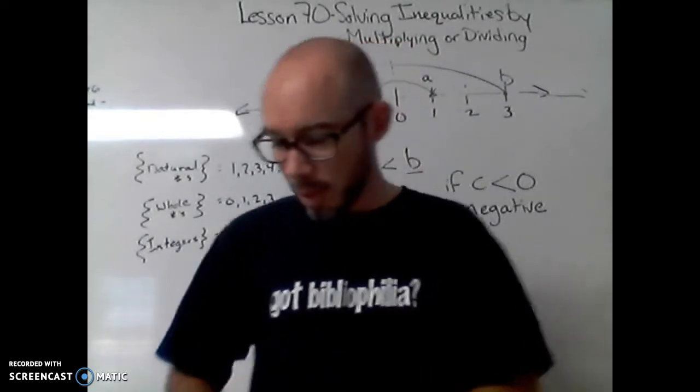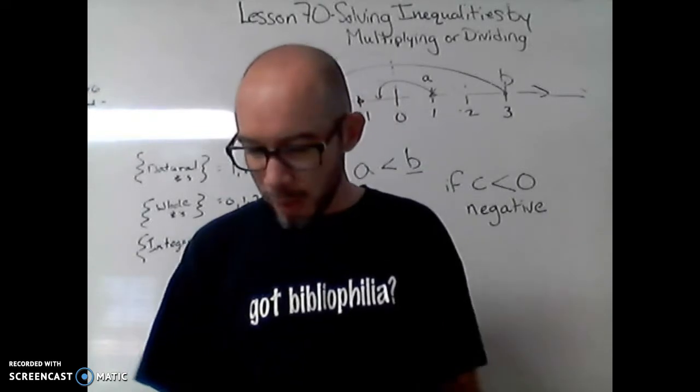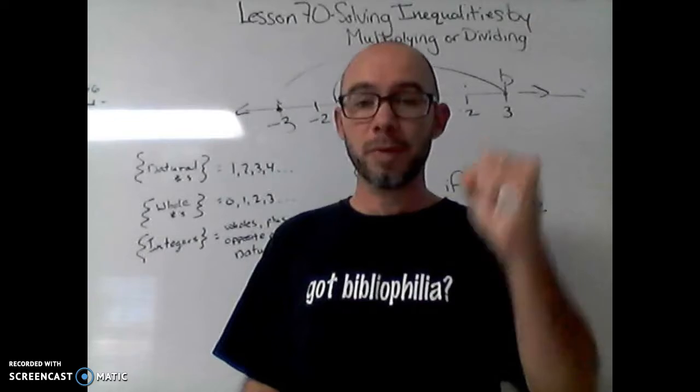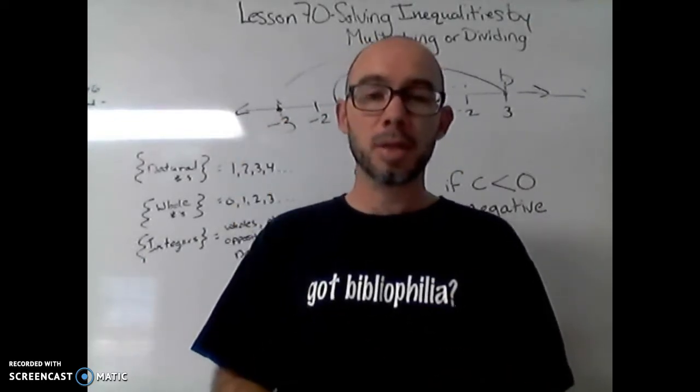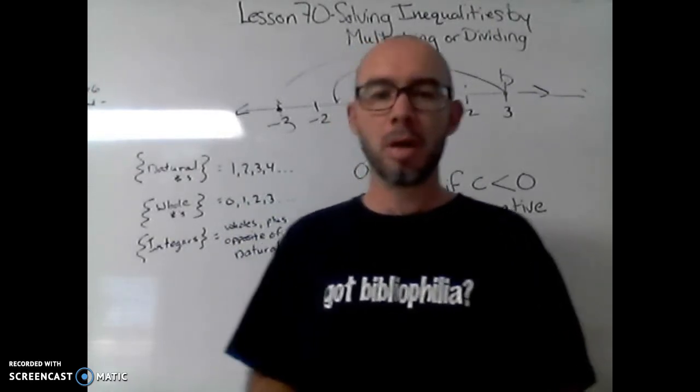The rest of the examples and whatnot are just versions of that. Your answers are primarily number line types with circles filled in if it's also equal to, or left open if it is just greater than or less than. And then just make sure that you know which way your arrow needs to go. That's all for lesson 70.